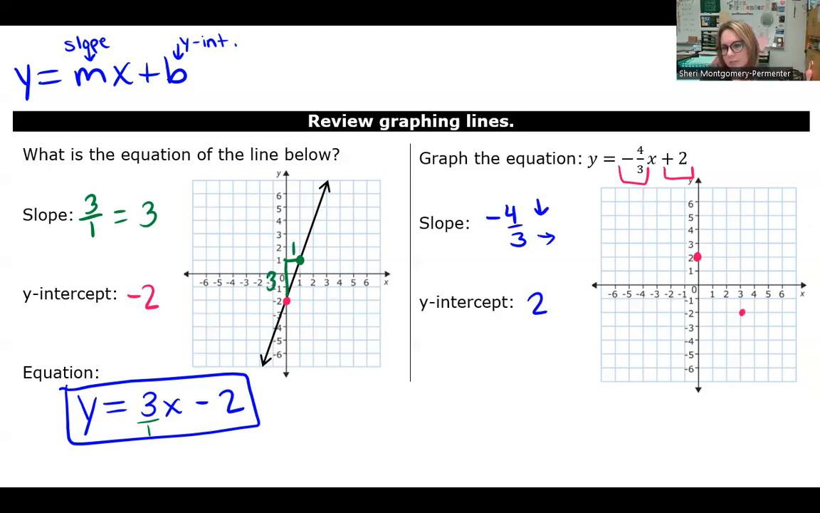I could do that a few more times if possible. And I could use symmetry to help me go the other direction. And then I can connect my dots. Remember that a line has an arrow on both ends. And that is it.